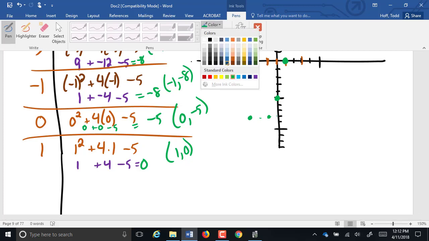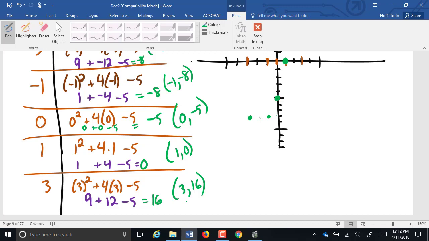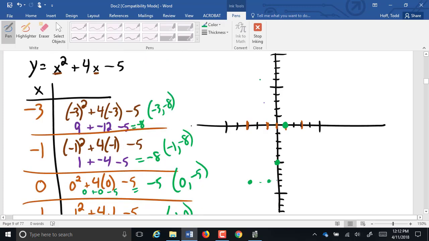And let's try our 3 then that we'd picked. If x is 3, y is going to be 3 squared plus 4 times 3 minus 5. 3 squared is 9. 4 times 3 is 12. Then minus 5. Well, 9 plus 12 is 21. Minus 5 is 16. When x is 3, y is 16. Well, that doesn't fit real well. It's not going to make it on our graph here. It would be somewhere up here. So that's a little too far away to be very useful here. So that point isn't going to help us.